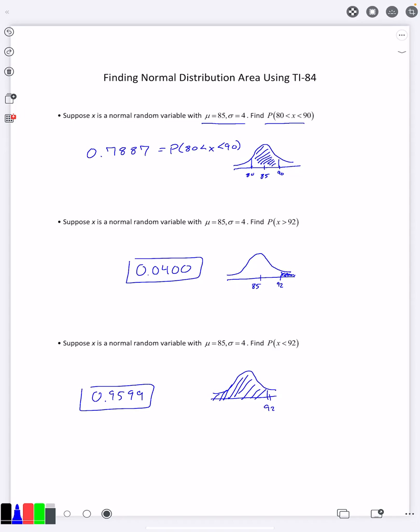And by the way, we could have done this a different way. This is going to be the complement of the part to the right of 92. So we could have done 1 minus the 0.04 from before, from complements. And you see, we didn't get the exact same thing. It's because of some rounding errors there. But regardless, it's essentially the same answer. We could have used the complement rule, but it's important to know both ways how to put it in your calculator.